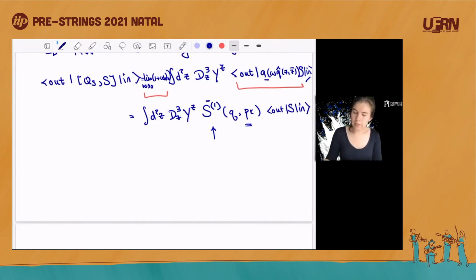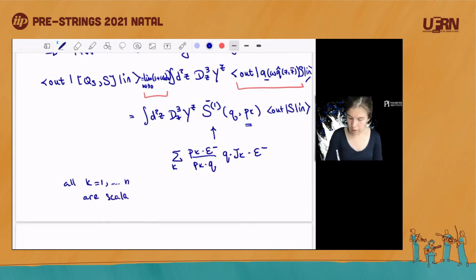But we wrote down a formula for this last time. So this was something like the sum over k, pk dot epsilon minus over pk dot q, q dot jk dot epsilon minus, and say all k from 1 to n are scalars. Just for simplicity, it can be generalized to scattering processes with arbitrary spin particles, like for example graviton scattering in pure gravity, but it turns out to be a bit simpler if you restrict the external particles to be scalars. And this you can just compute.